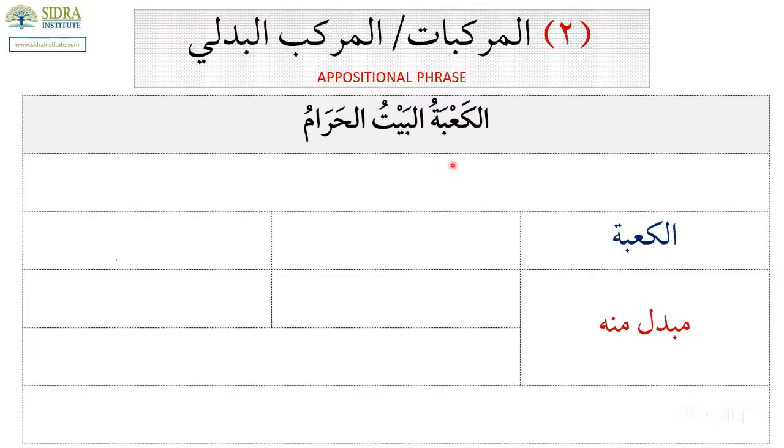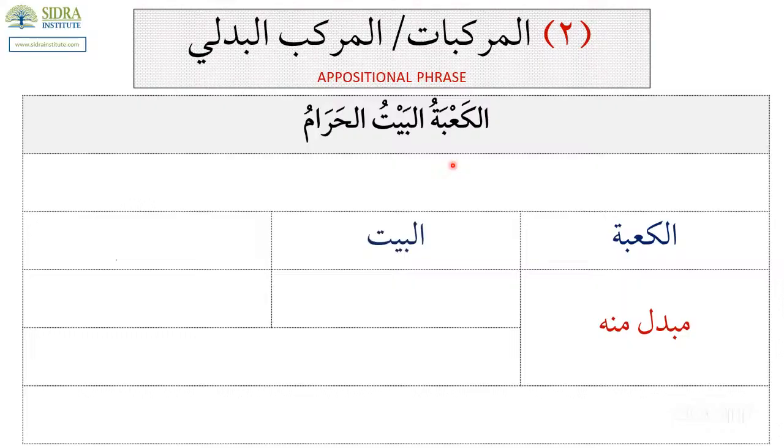So this is quite commonly read. People read this as mubaddalun min. It's not mubaddalun min. It's mubdalun minhu. It's from the word ibdal, not tabdil. So you want to get this right. Al-Ka'batu is mubdalun minhu. Then we have al-Bayt.